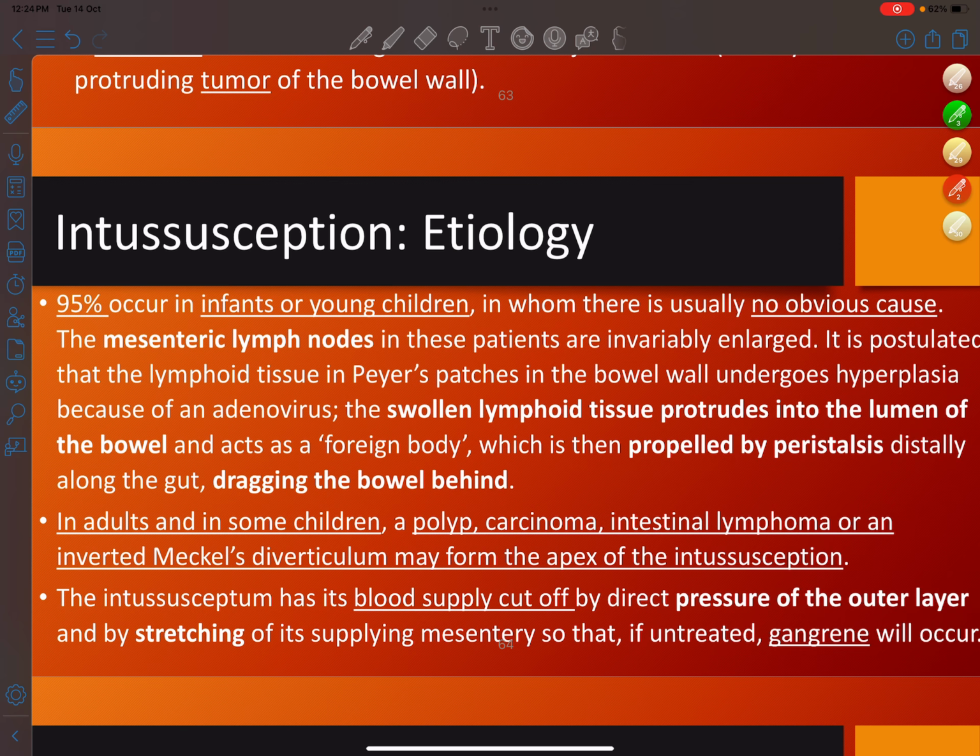Most of these cases are seen in infants and young children. In adults, it sometimes can be caused by a pathology which is making an apex for intussusception, like a small polyp or tumor. The problem is that this intussusception will result in strangulation, cut of the blood supply, and end with gangrene if not treated.